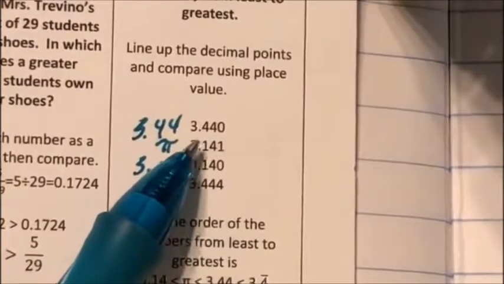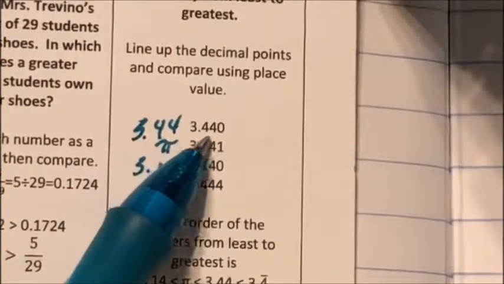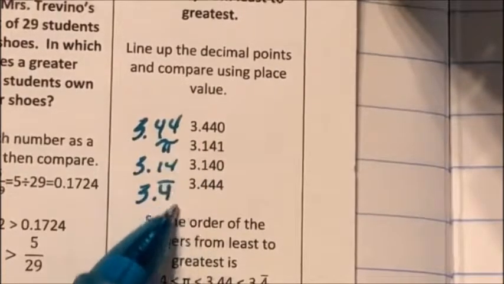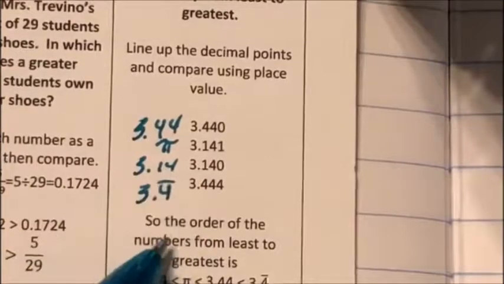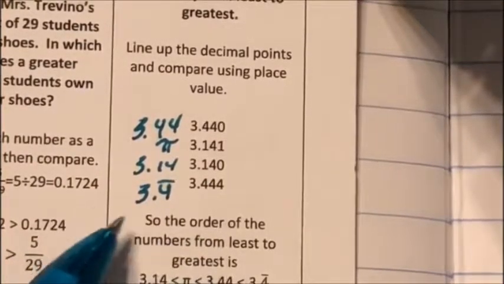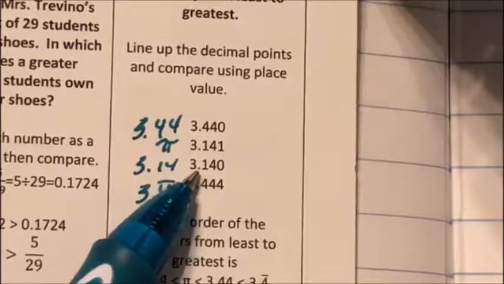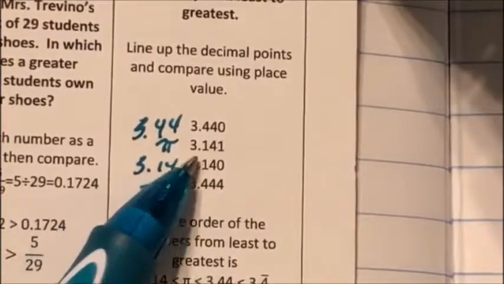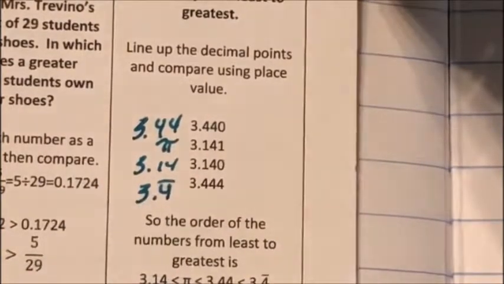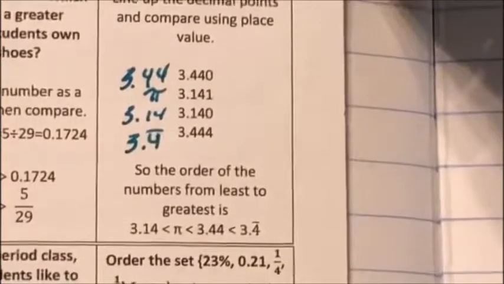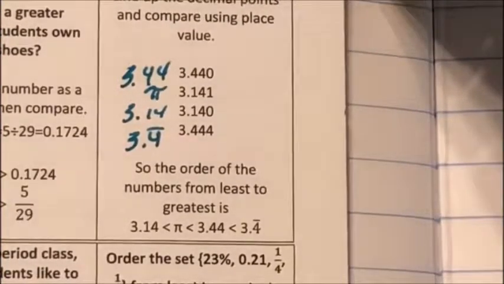In that case, 3.44 becomes 3.440. I'm going to annex some zeros. This will allow me to make sure that they're all lined up and they have the same amount of place values. So then I can look down and say the order of the numbers from smallest to biggest is 3.14, then pi, then 3.44, and then 3.4 repeating.